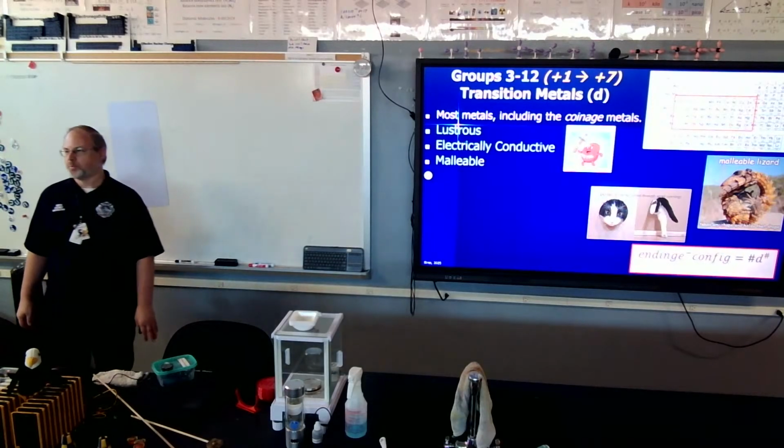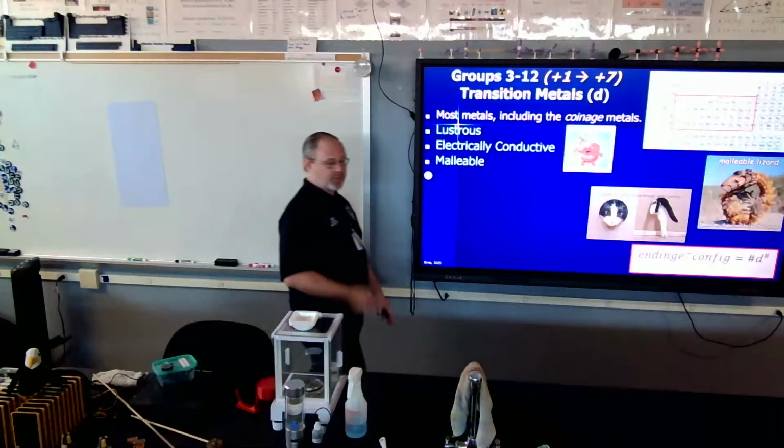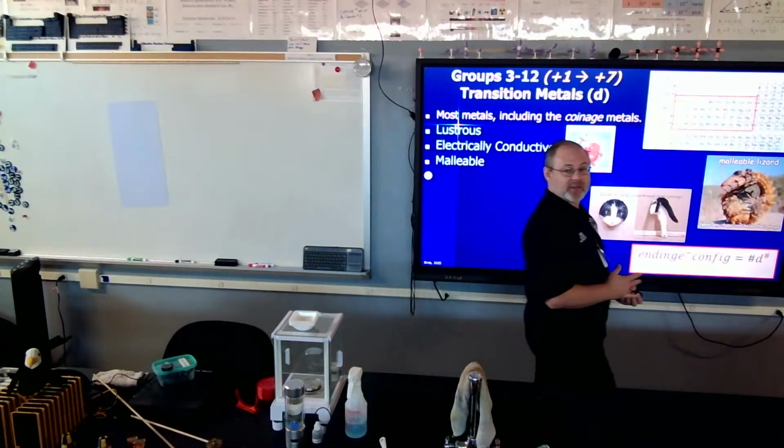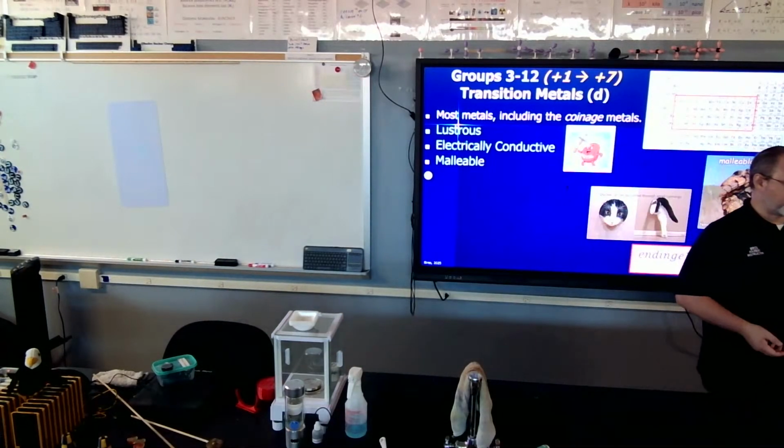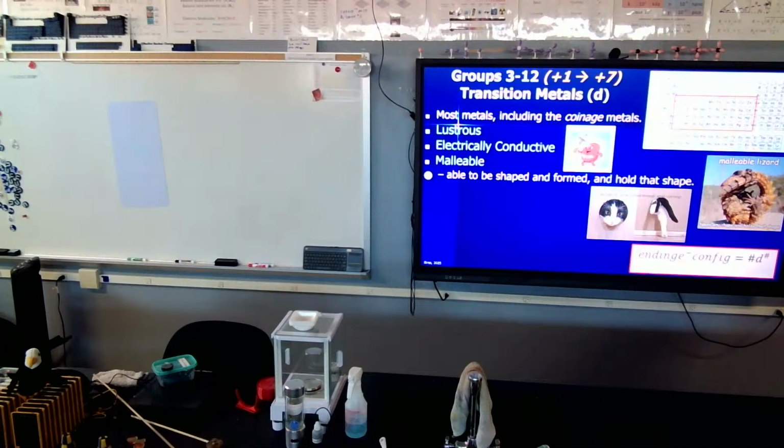Car body will usually be virgin steel, meaning it's the first time it's ever been used. But they crush stuff up, they melt it down, they send it off to the people who make the chair legs, and the chair legs are recycled steel. What does malleable mean? Able to be shaped and formed and hold that shape.